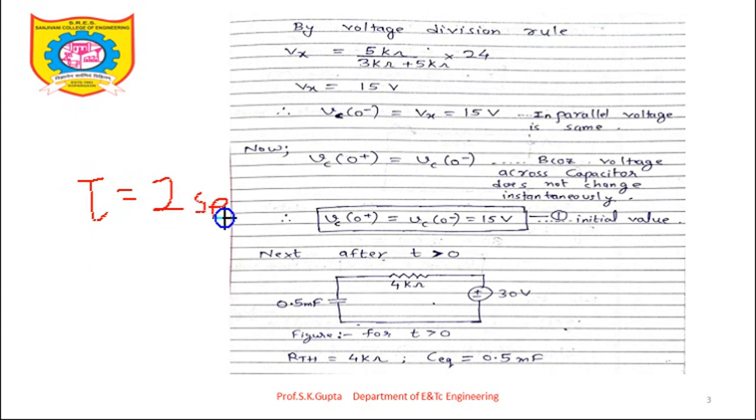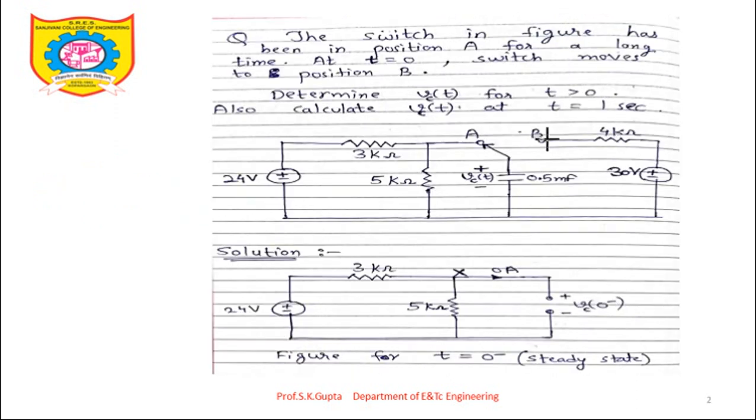So two things I have calculated: the initial value and the time constant. Next I should find out the final value, once it is in position B. Final value means t equal to infinity. So after switching, time equal to infinity will give me the final value.